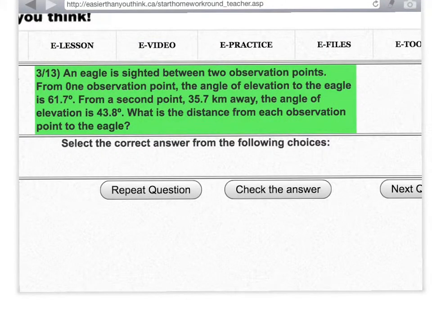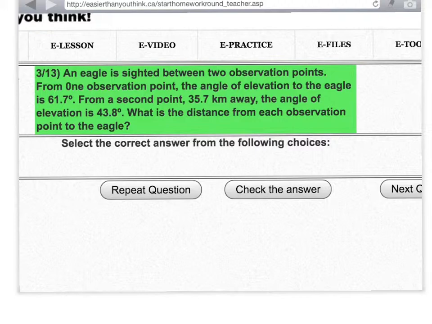Next question. You have an eagle which is being sighted between two observation points. From one observation point, the angle of elevation to the eagle is 61.7 degrees. From the second observation point, which is 35.7 kilometers away from the first observation point, the angle of elevation is 43.8. What is the distance from each observation point to the eagle? So you have to find the distance from the first and the second observation point to the eagle.